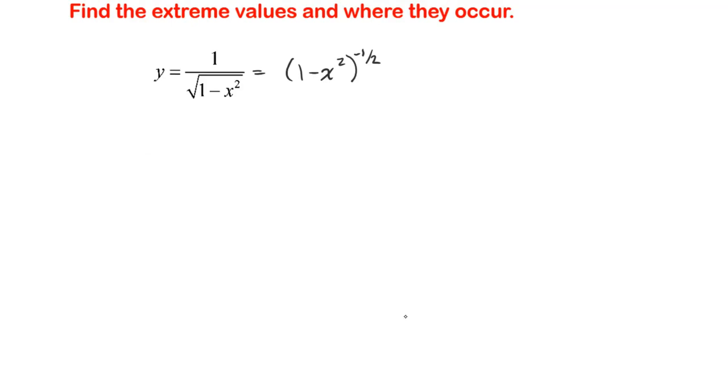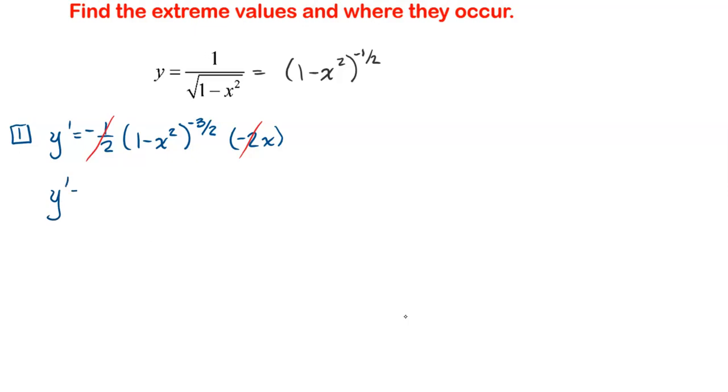Step 1 is to find the derivative. So y prime, I'm going to use the chain rule, bring down the -1/2, keep the inside the same, subtract 1 for a new exponent, and then multiply by the derivative of the inside. So -2x will be that derivative. And then it turns out this -1/2 and this -2 will cancel each other out. So my derivative will be x over 1 minus x squared to the 3/2 power. And that's just one fraction exactly the way I wanted it to be.